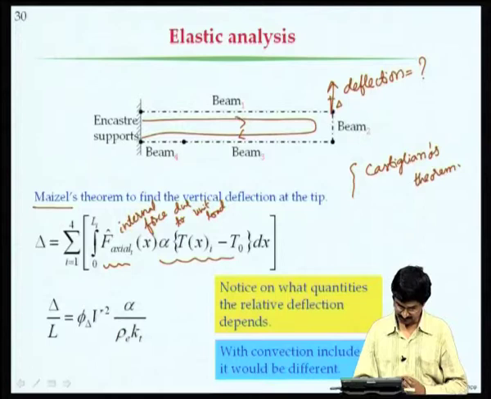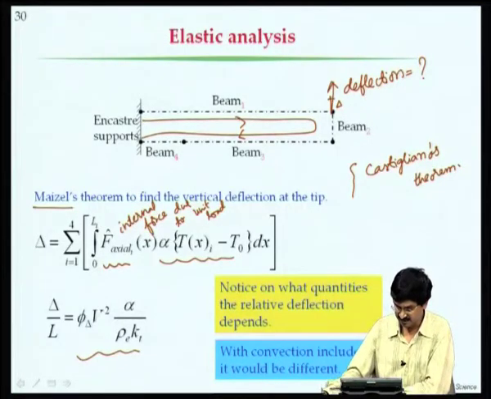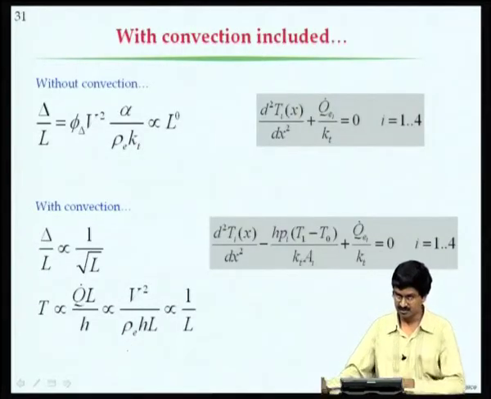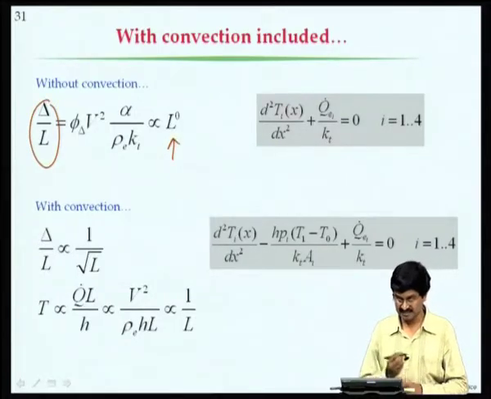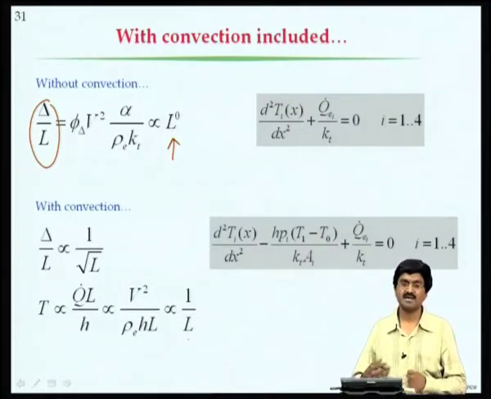Now, if you do that, the relative deflection delta is going to be here. Again, it does not depend on the size, but in reality it does, because this is an approximation, that is what we have done. Reality is different. Here also, if we do not include convection, with convection included, the relative deflection will change. Relative deflection here is only L0, it is size independent or scale independent, whereas if you take convection and look at the temperature, it is inversely proportional to the size, meaning the smaller the size, the larger the temperature.